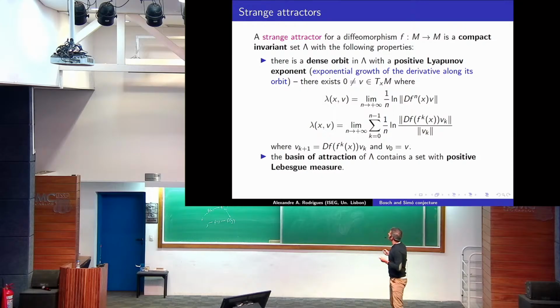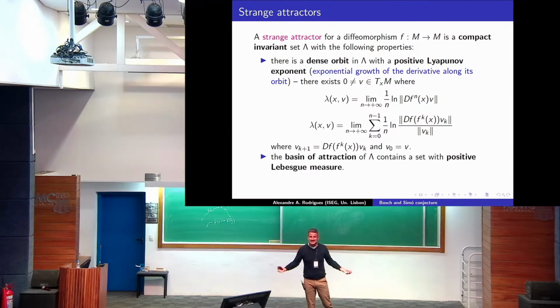The third property is that the basin of attraction contains a set of positive Lebesgue measure. What is the meaning of this? It means that numerically I can see chaos, okay? So numerically I can see the basin of attraction. It's the set of points that are attracted to the set, okay?